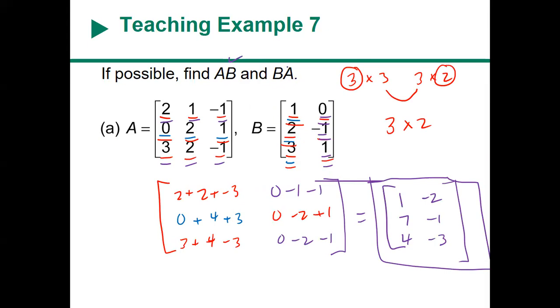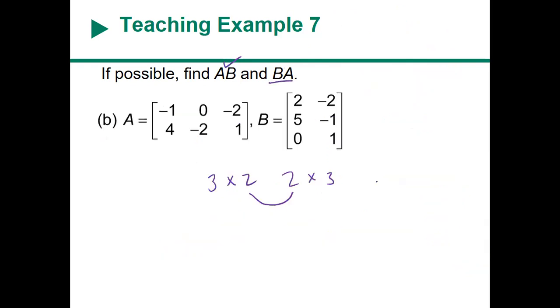So here, I'm going to test B times A. So B was a 3 by 2. A was a 3 by 3. No. This is a sad day, no product. And why is there no product? It did not pass the smile test. Okay. All right. So on this one, B times A passes the smile test, but with A times B, I have a 2 by 3 partnered with a 3 by 2.